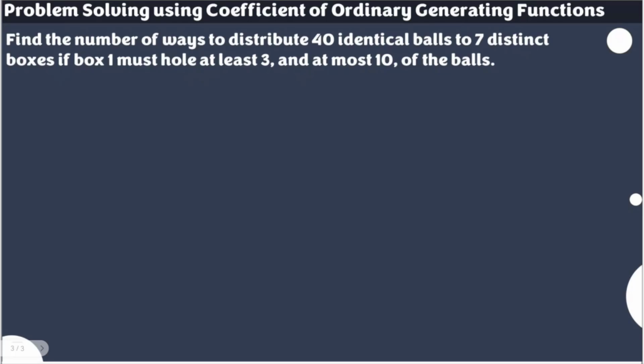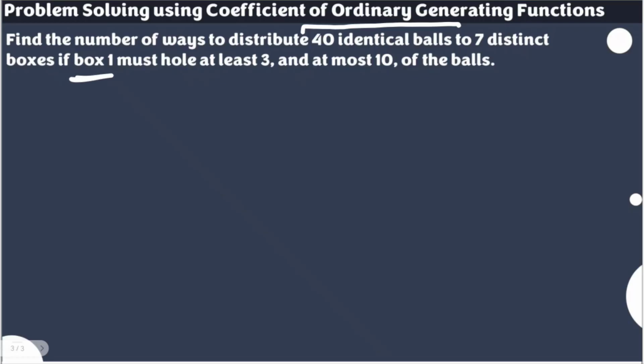Let's consider this another item. We have the number of ways to distribute 40 identical balls to 7 distinct boxes if box 1 must hold at least 3 and at most 10 of the balls. We only have one restriction. That's for our box 1.